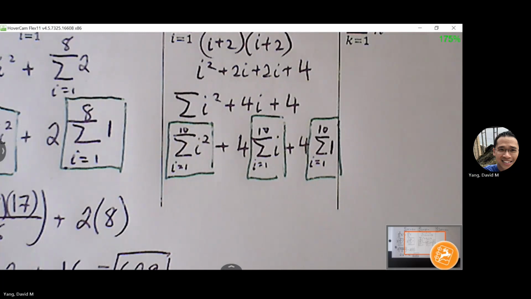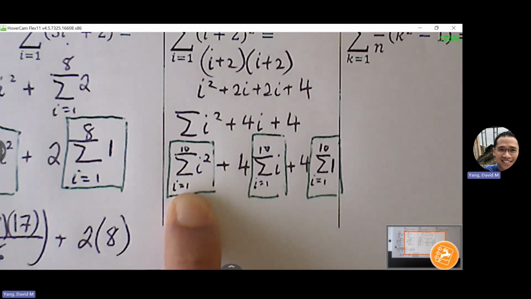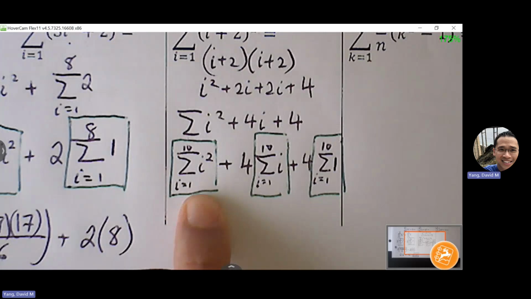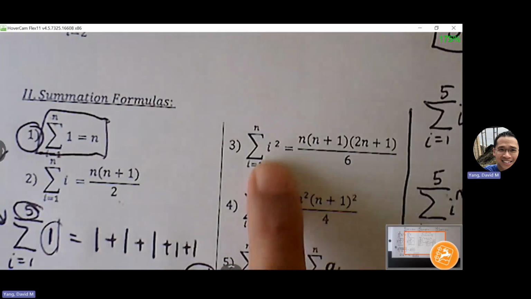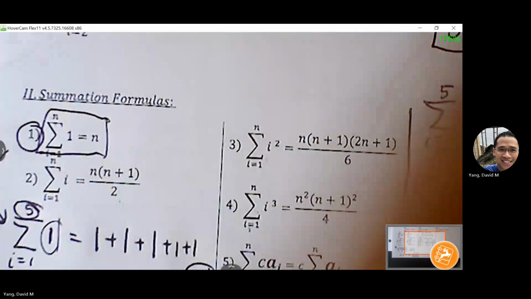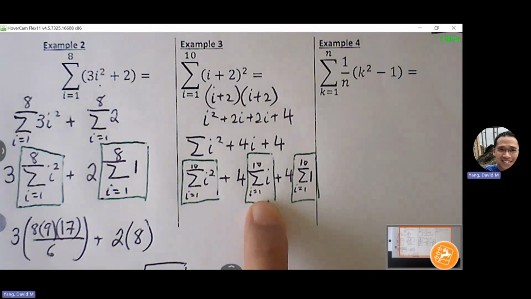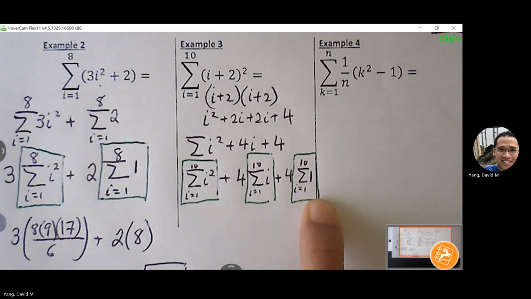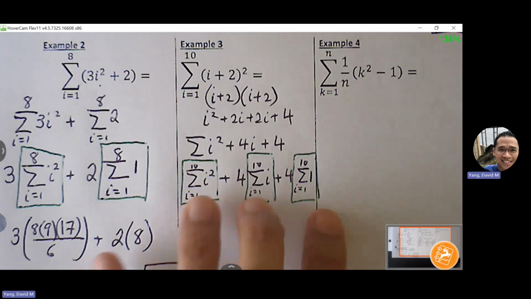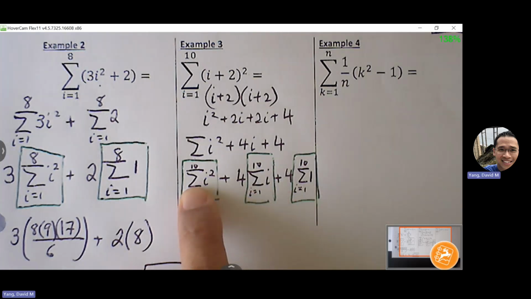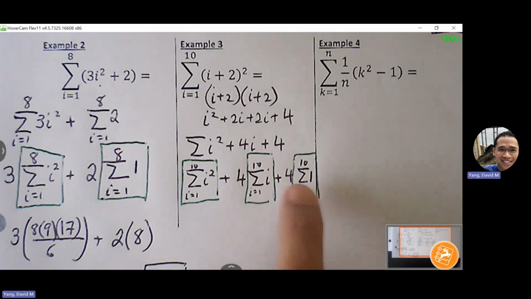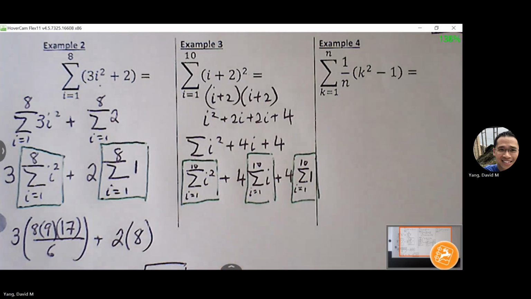Which ones? So this one you will use rule number 3, because it's I squared, right? Yes. And this one you'll use rule number 2, and this one you'll use rule number 1. Different rules for each. That's right. These are all separate rules: there's summation I squared, summation I, and summation 1.